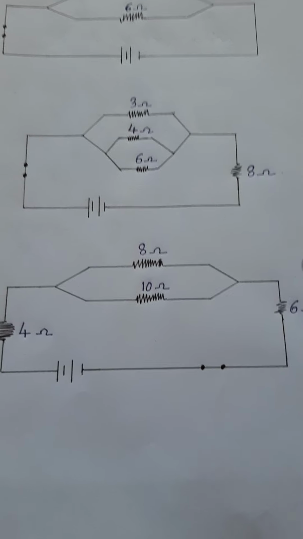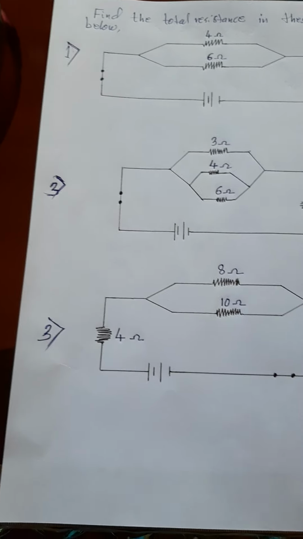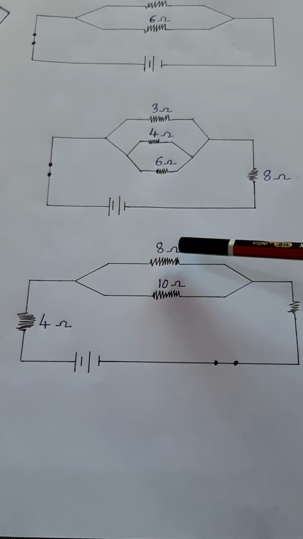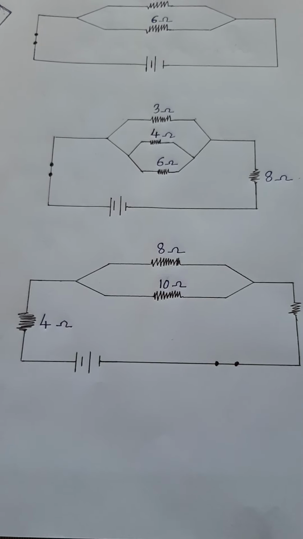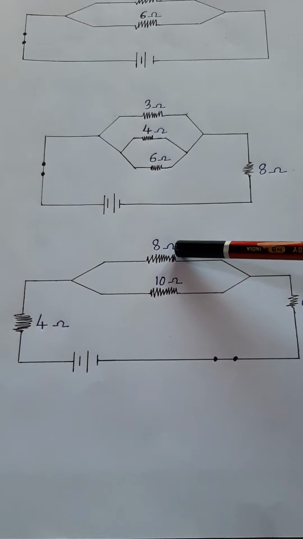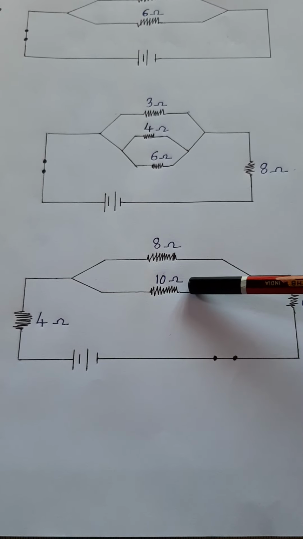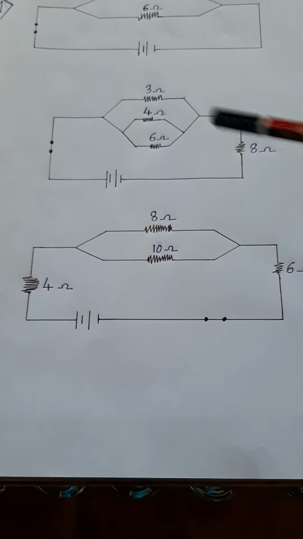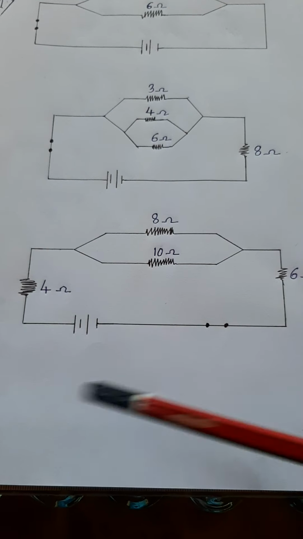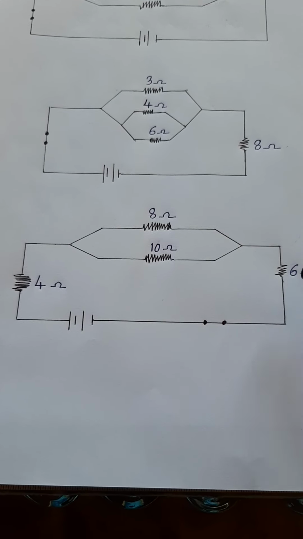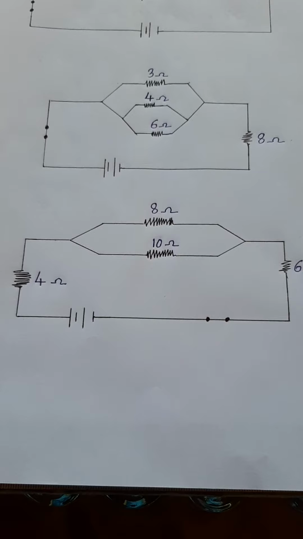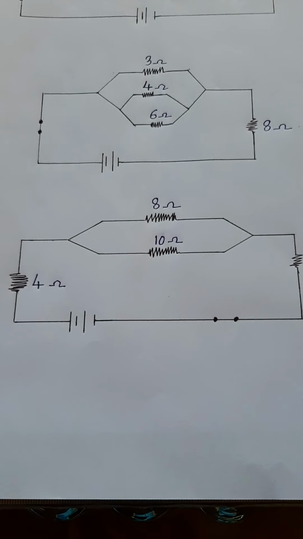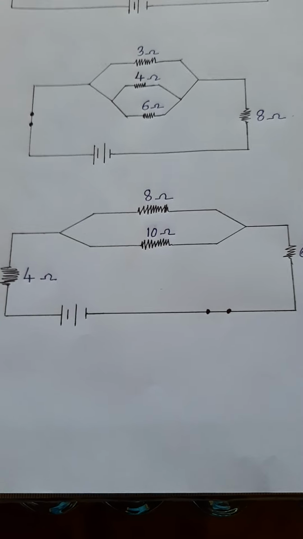Another one is question number 3. This question contains 1, 2, 3, 4, only 4 resistances: 8, 10, 6, and 4. They ask you to find the total resistance. So now you have to use these two formulas, the total resistance in parallel and in series, to find the total resistance of this circuit.